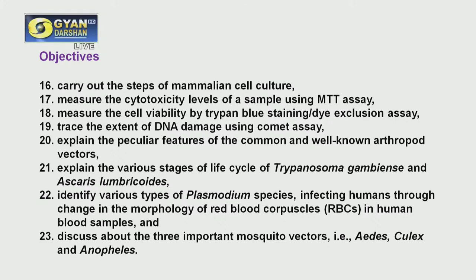Identify the various types of Plasmodium species infecting humans through change in morphology of red blood corpuscles in human blood samples. And discuss the 3 important mosquito vectors, that is Aedes, Culex and Anopheles. So objectives are mostly based on the different experiments, as I have already discussed. So I think this was sufficient for today.